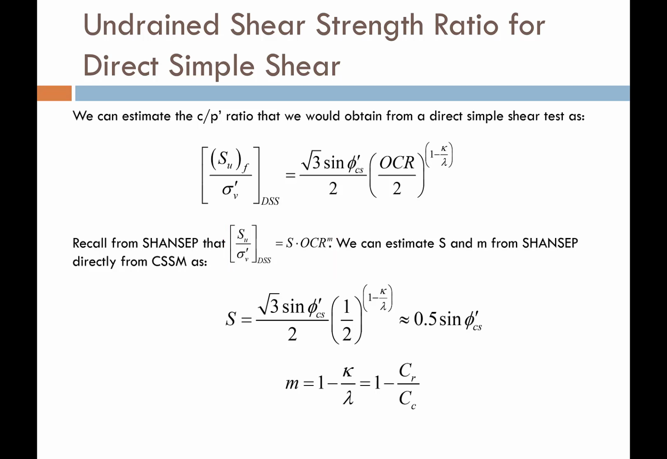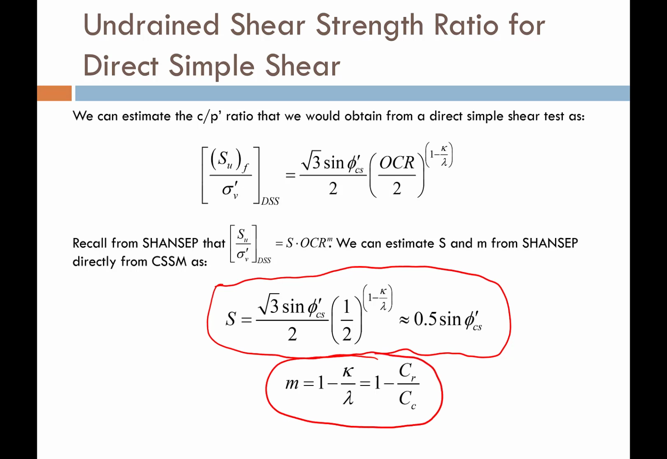So we can estimate these parameters S and M for our SHANSEP analysis directly from critical state soil mechanics using these relationships right here. These equations are quite possibly the most useful of all of the equations I'm sharing with you today. So here's the value for S. It's approximately equal to 1/2 times the sine of the critical state friction angle. And then M is simply equal to 1 minus the recompression index divided by the compression index. So very, very valuable stuff.